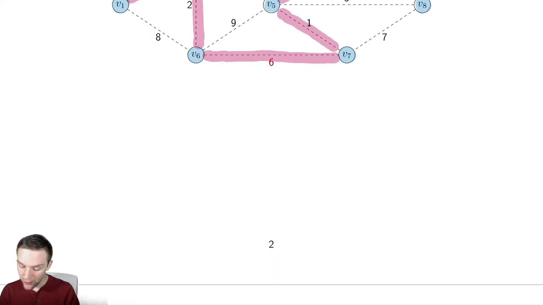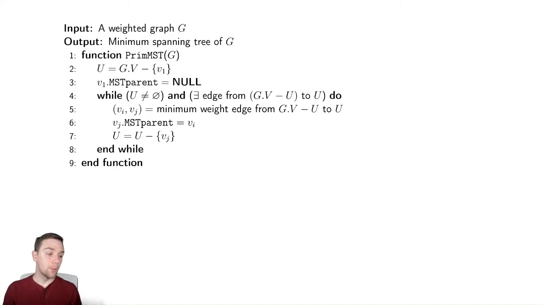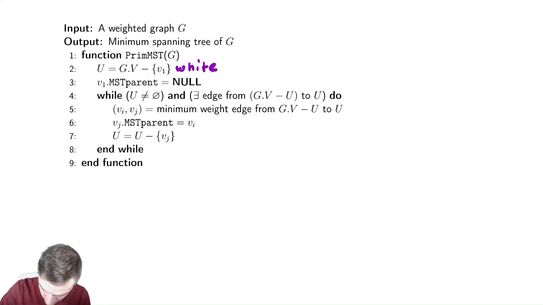The code for that algorithm is called Prim's Minimum Spanning Tree. So this algorithm is called PrimMST, for Prim's Minimum Spanning Tree. It takes as input a weighted graph and its output is a minimum spanning tree of that graph. What do we do? We begin by setting U to the white nodes in that example we just talked about. This set U corresponds to the white nodes.